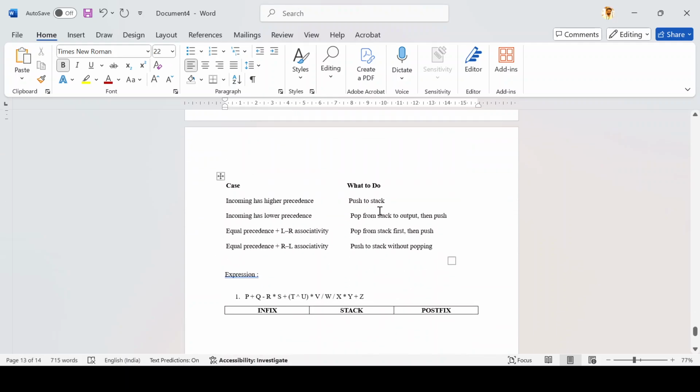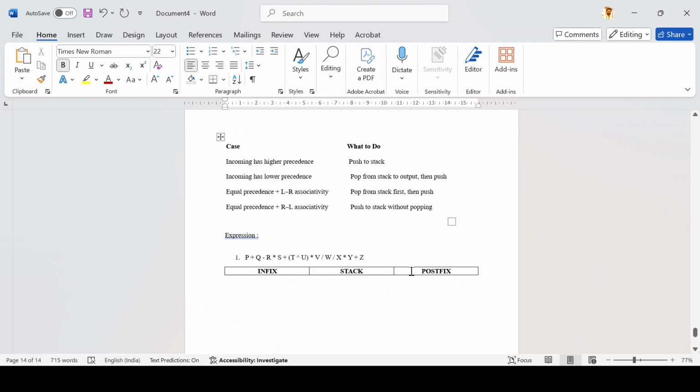Here is a table we are given. If the incoming operator has higher precedence, push to stack. If the incoming has lower precedence, pop from stack to output and then push. With equal precedence and left to right associativity, pop from stack first, then push. So we will do it one by one.